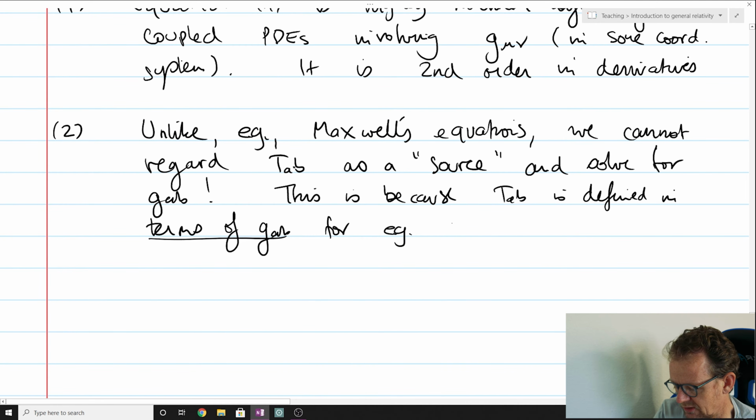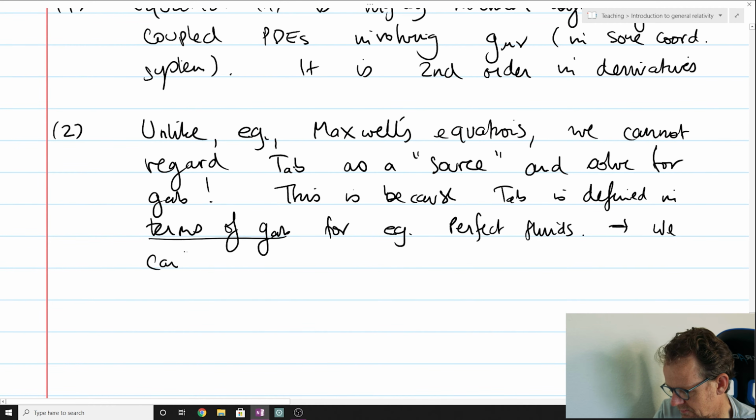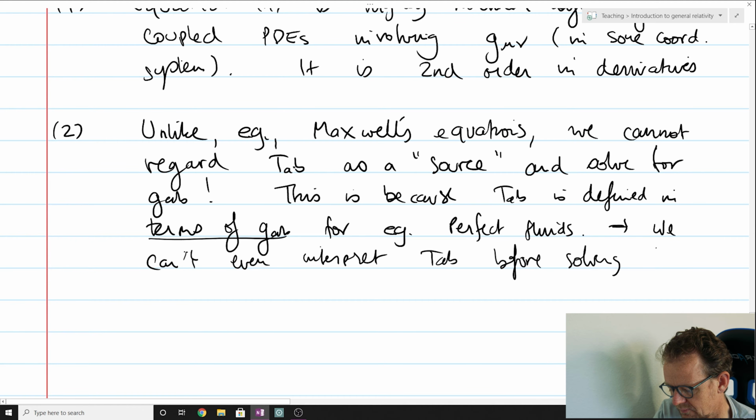This is true for most physical systems that we're going to be interested in, in particular perfect fluids. So we can't even interpret the stress energy tensor before solving Einstein's field equation. You have to solve for everything all at once, self-consistently.